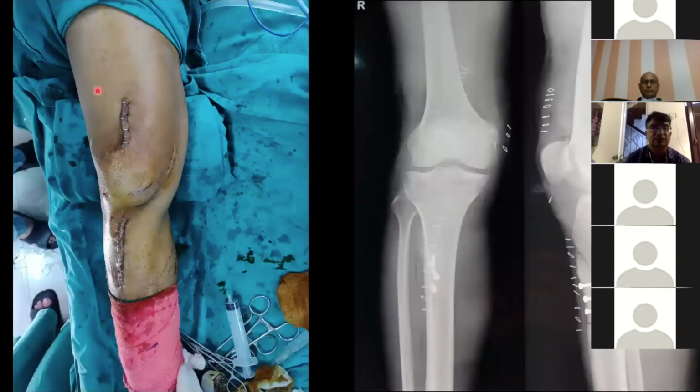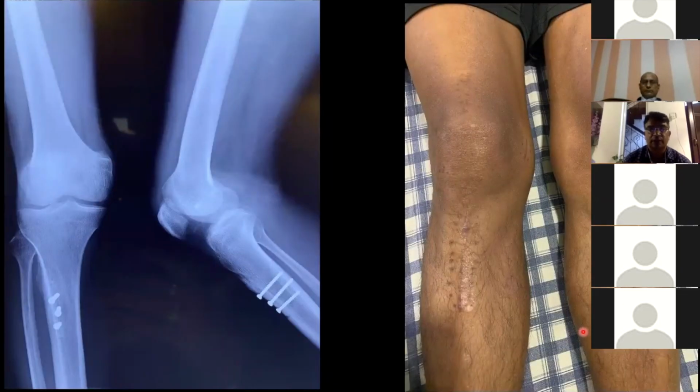And this was the incision for MPFL reconstruction, these two, and this was for the tibial tuberosity transfer. This was after the surgery. You could see that about 5 millimeters of the tibial tuberosity has been distalized. And this is the patient again, follow-up after 14 months.